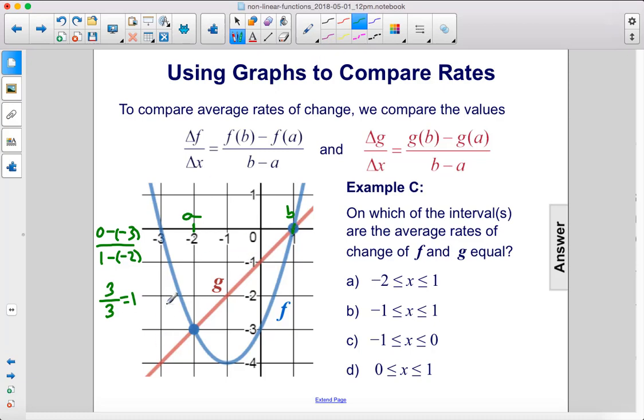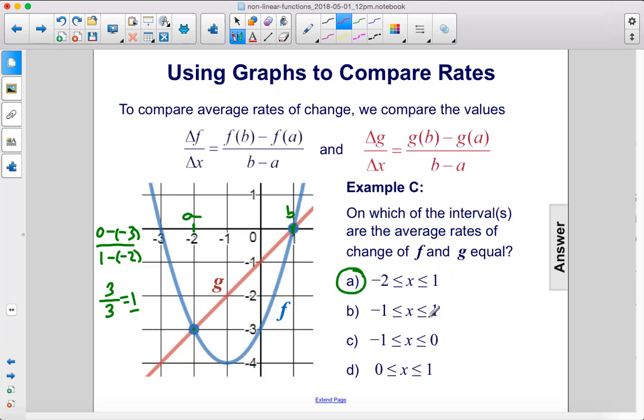Now, if we look at g right here, we see that it has the exact same points in that interval. So we are dealing with the same exact points. Therefore, this is going to have exactly the same rate of change, 1. And as you can see visually here, from this point to this point, the graph of g goes up 3 and over 3, and the graph of f also goes up 3 and over 3. So that's where we get that 3 over 3. So both graphs have the same average rate of change over this interval.